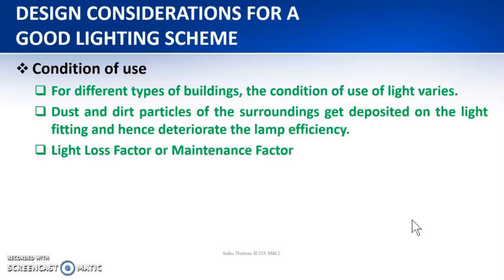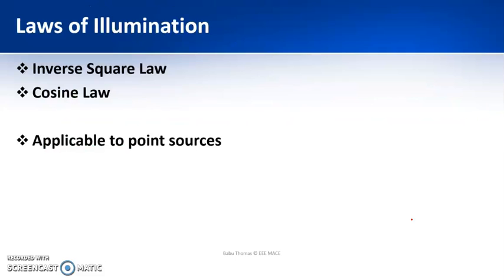Next we are going to discuss the laws of illumination. There are two laws of illumination: one is known as the inverse square law and the second one is known as the cosine law. These two laws are applicable to point sources. So it is not being considered for a very large luminaire which has highly diffused areas. You can consider an incandescent lamp or a small LED lamp as a point source. So first we will be discussing the inverse square law.